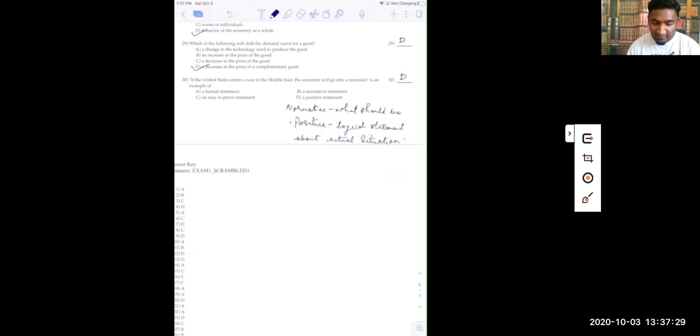Last question: if the United States enters a war in the Middle East, the economy will go into recession, is an example of... So just two things here to keep in mind. A normative statement is what should be. So we are basically talking about ethics and morality, what should be the case. But in a positive statement, we are merely making a logical statement about an actual situation. So if there's a war in the Middle East, the economy will go into recession.